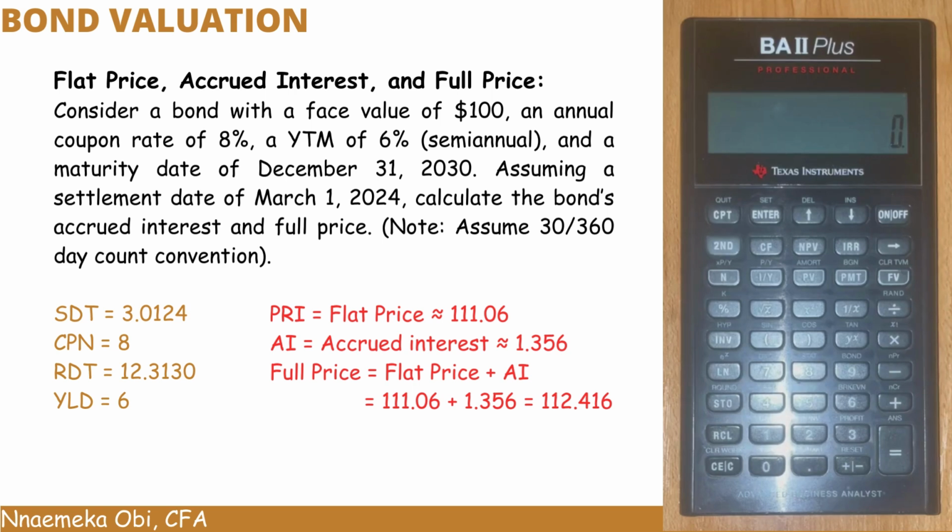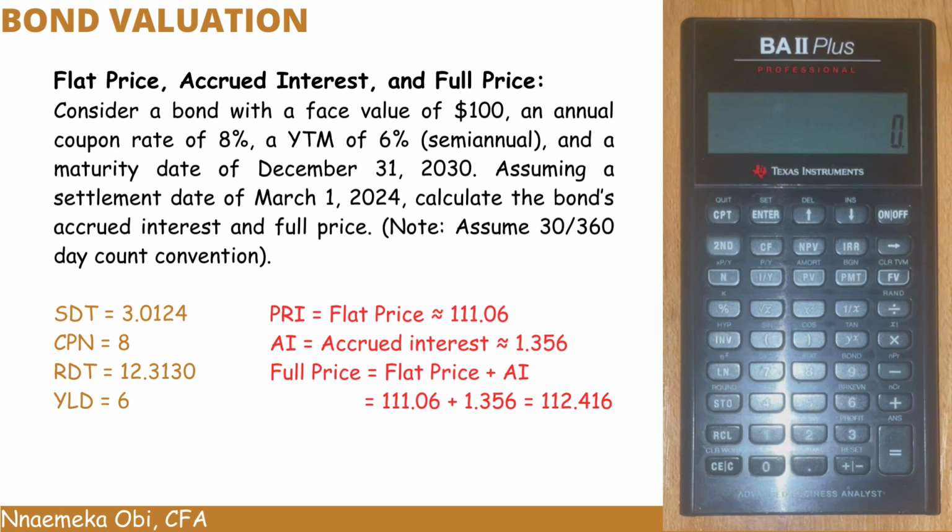All right, in this section, we are going to learn how we can use the calculator to perform some bond valuation. So we have an example. We are asked to consider a bond with a face value of $100, an annual coupon rate of 8%, a yield to maturity of 6%, semi-annual, and a maturity date of December 31st, 2030. Assuming a settlement date of March 1st, 2024, calculate the bond's accrued interest and full price.